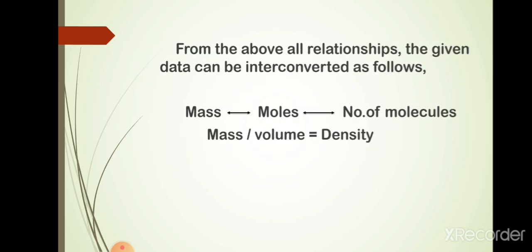From all the above relationships, the given data can be interconverted as follows. Mass is converted to moles, also to number of molecules, and vice versa. Also, by knowing volume and mass, we can find density, that is mass divided by volume is equal to density.